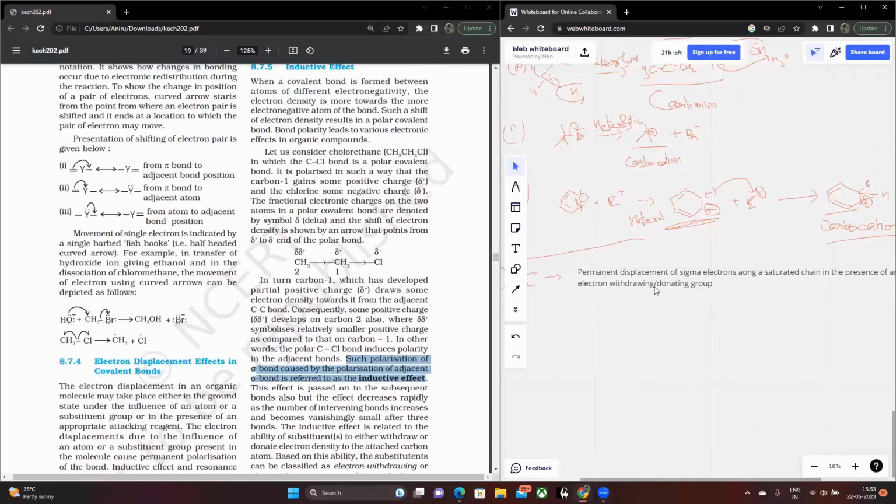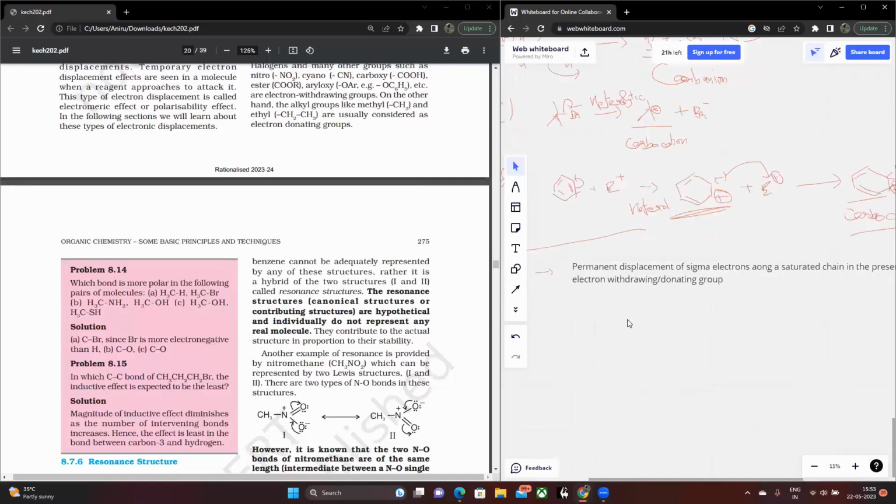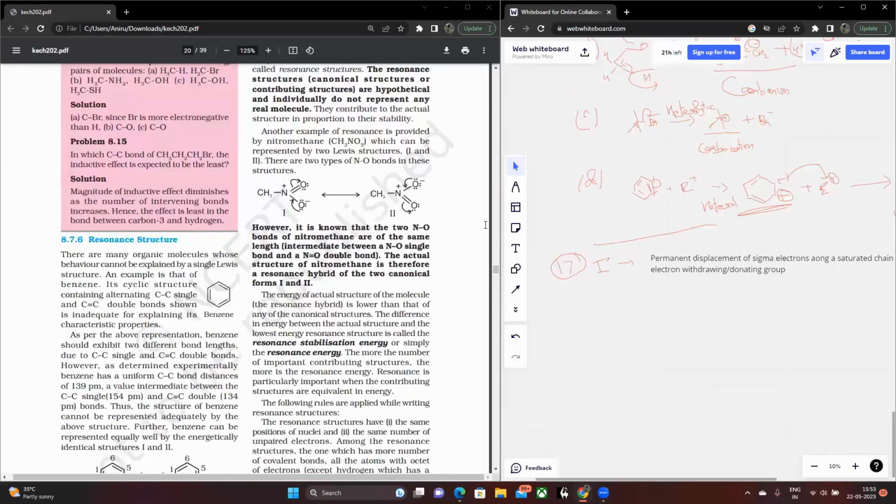Basically, if it pushes the electrons towards the substituent, it's a donating group, it's plus I. If the electrons are coming out of the substituent group, then it's electron withdrawing, or minus I. That's the difference. And then you have the E effect, the electromeric effect.